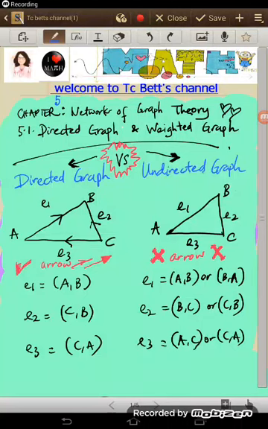Class, we meet again, and today we'll learn about directed graph and weighted graph. Yeah, so we start with directed graph first. So first we see what is directed graph.